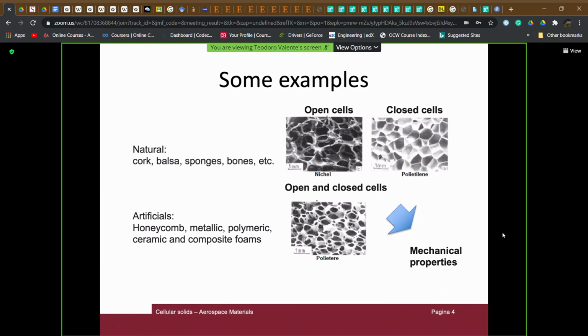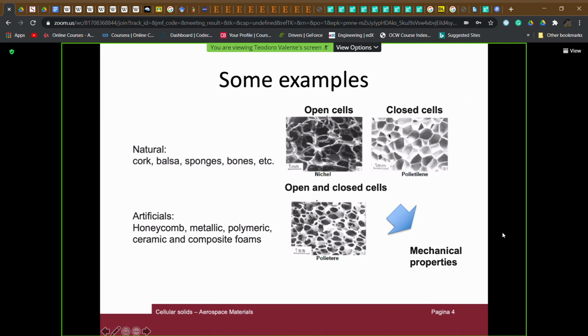As the young lady also said, these kinds of materials are found, apart from bone, in nature. For example, think of cork, think of sponges, think of balsa. So they aim to reproduce some already existing materials in nature. We can have two limit situations: the case in which cells are interconnected, that is, the case in which cells are open, or the case in which cells are closed.